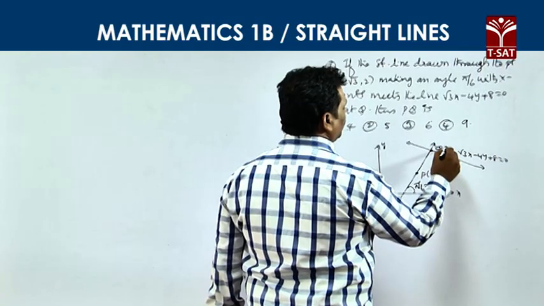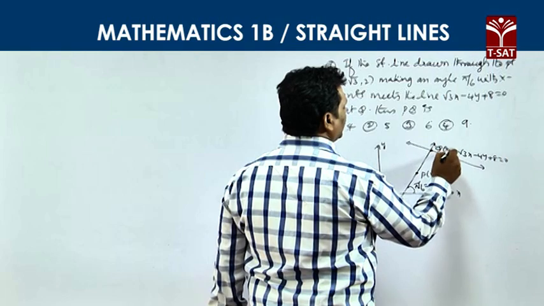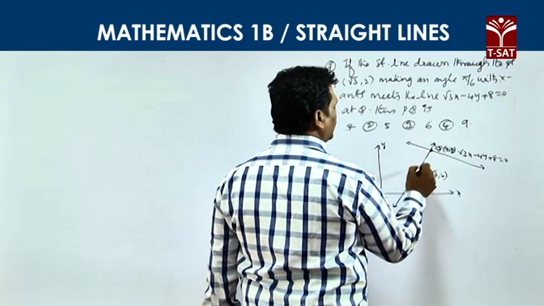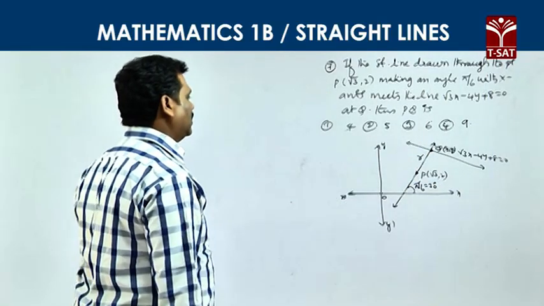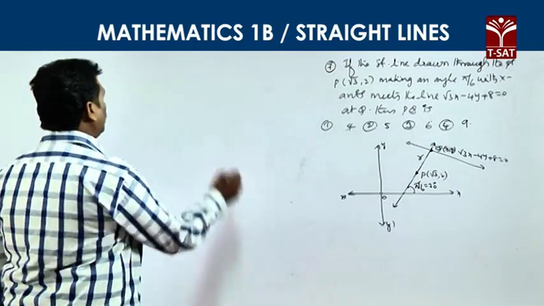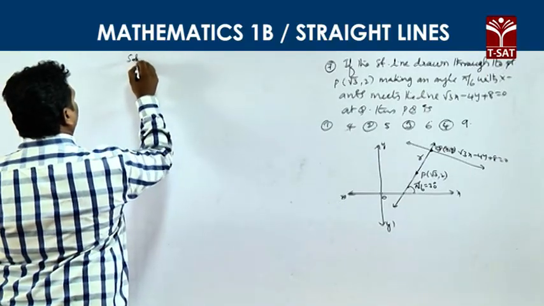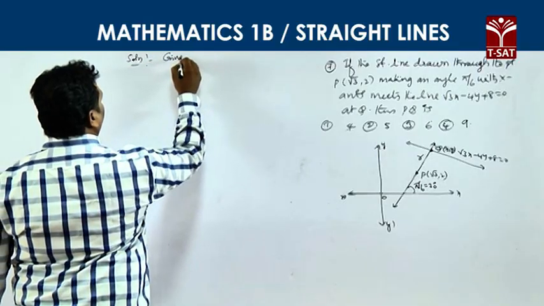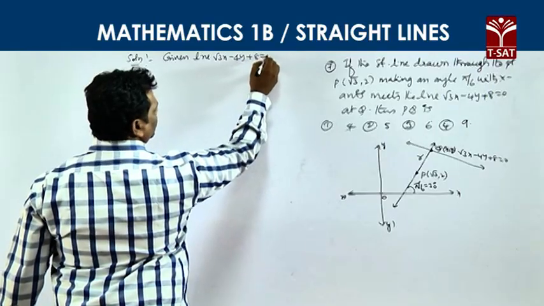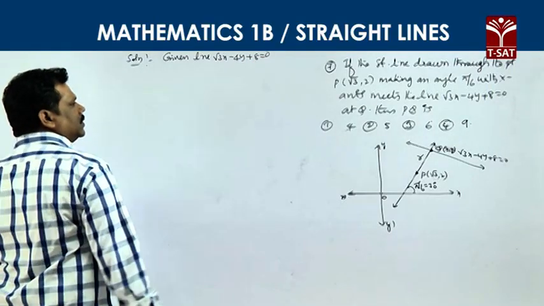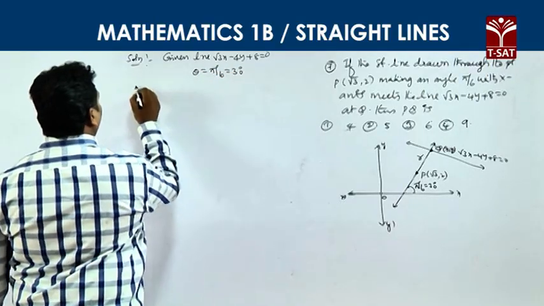Here Q of x comma y. So here we have to find the length of PQ. Let the length of PQ be small r. So here the solution is: the given line is root 3x minus 4y plus 8 equal to 0, and theta is equal to pi by 6, 30 degrees.